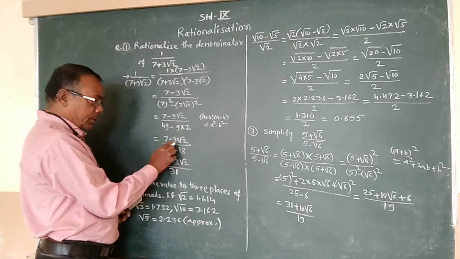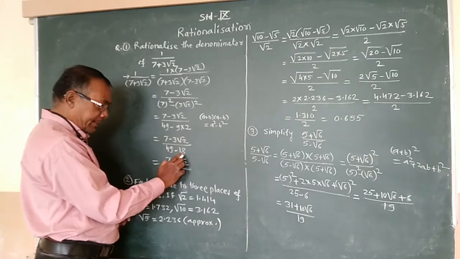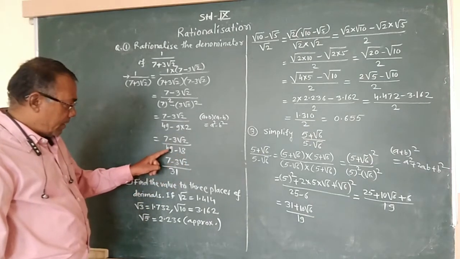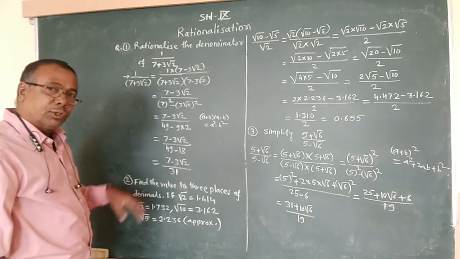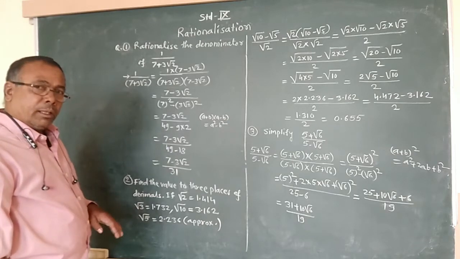So 7 minus 3 root 2 divided by 49 minus 9 into 2, that is 18. Again, 7 minus 3 root 2 divided by 49 minus 18, that is equal to 31. That is the solution of our given expression.